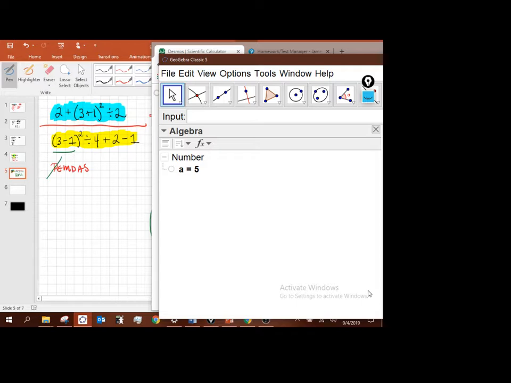But if we understand our order of operations, and we do it by hand, and we follow order of operations exactly, then there's no question whether we're right or wrong. We know we're going to be right. Does that make sense? Okay.